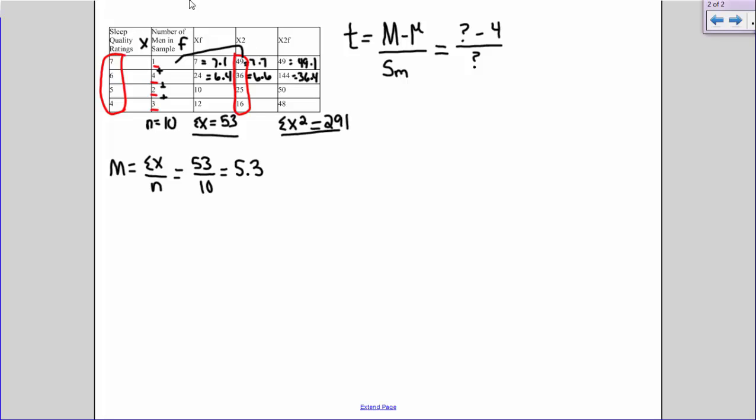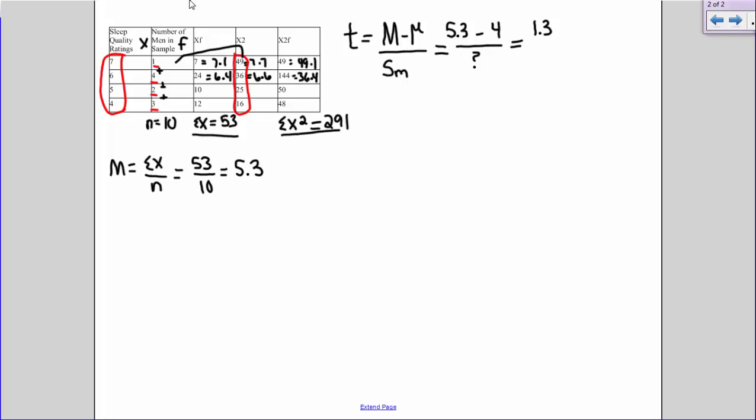So now I can go back up to my t formula and get rid of this little question mark and fill it in with a 5.3. And so I know that my sample mean is 1.3 points higher than my population mean. But at this point, that's not enough proof for me to say that my sample mean is significantly higher than my population mean, or that I think all men who get more exercise are going to have better sleep quality based on the sample.